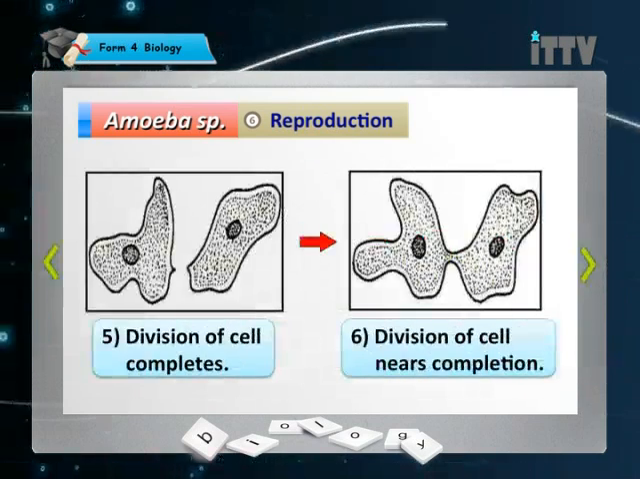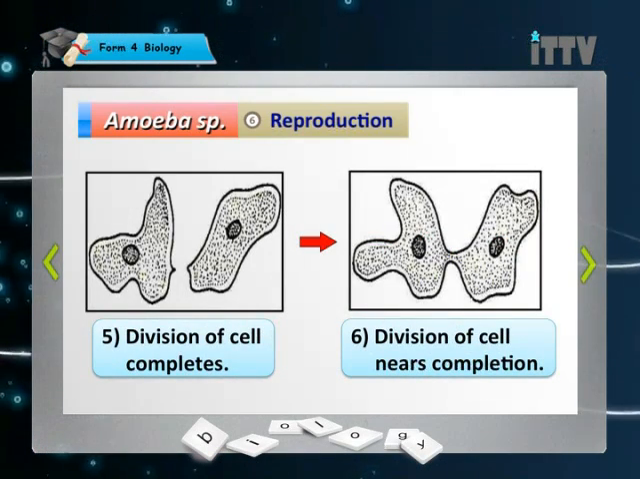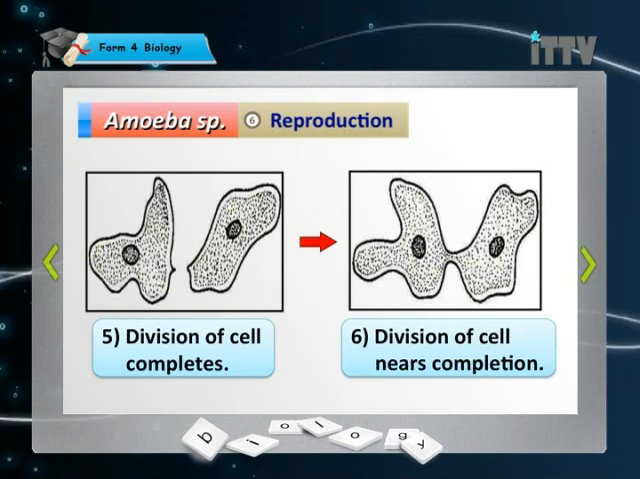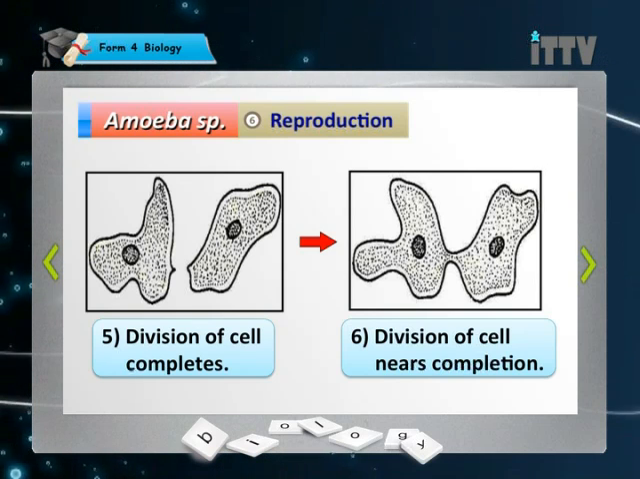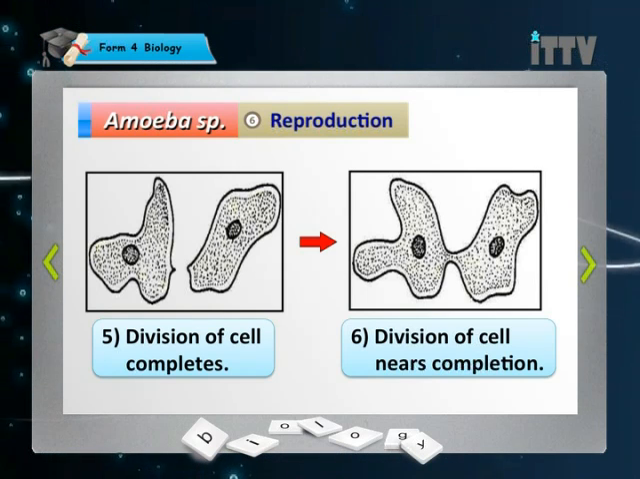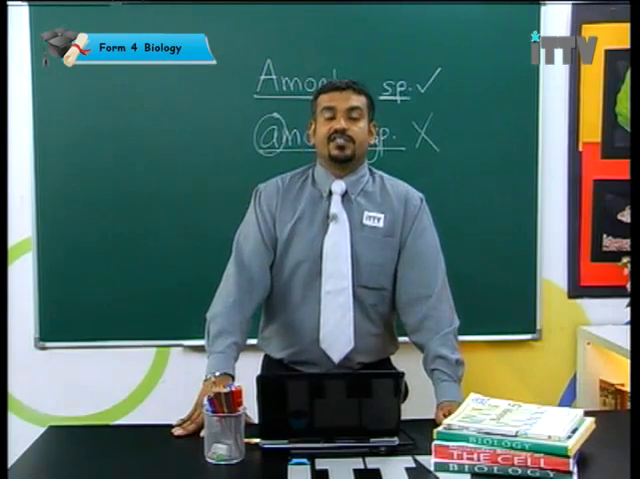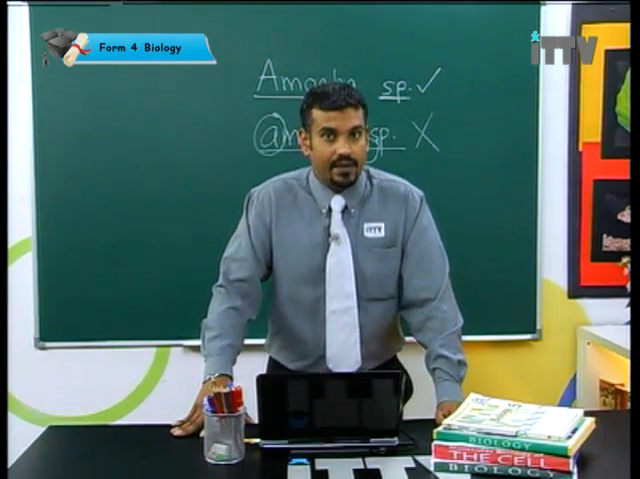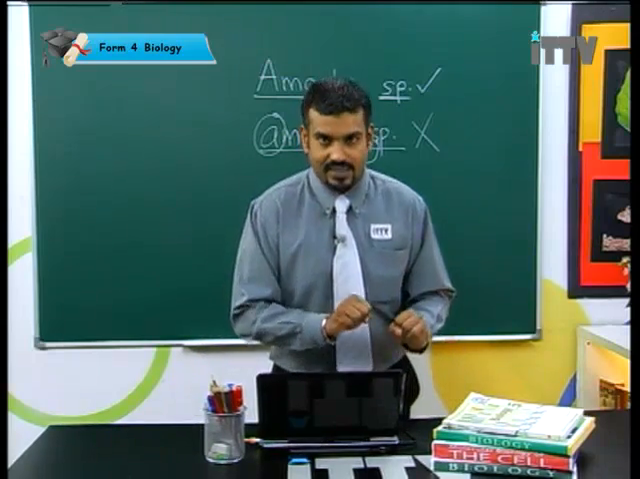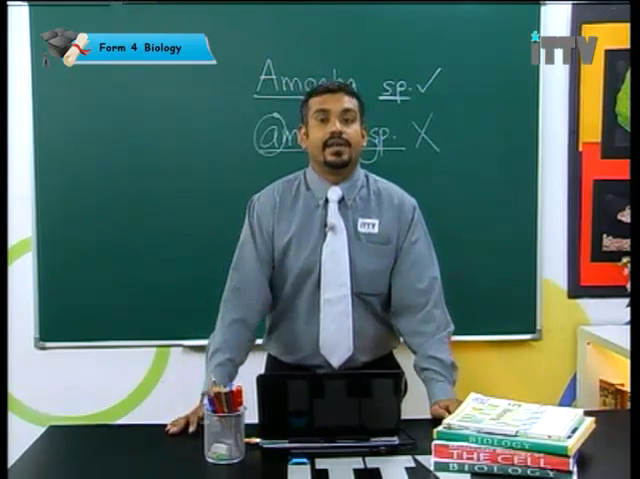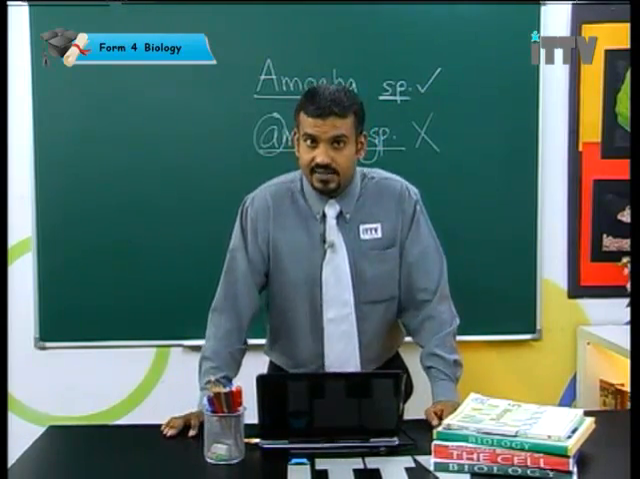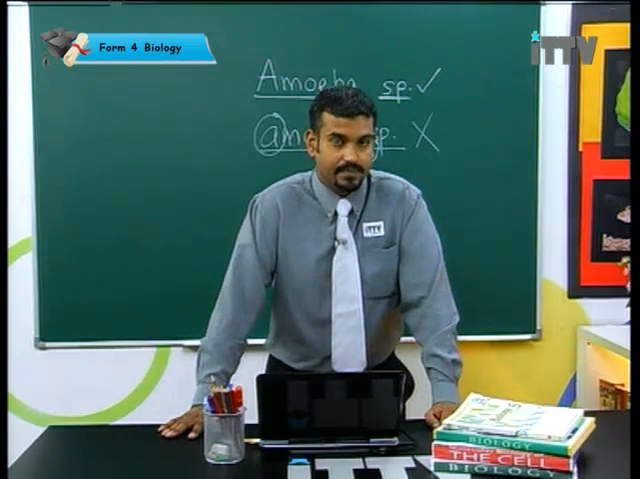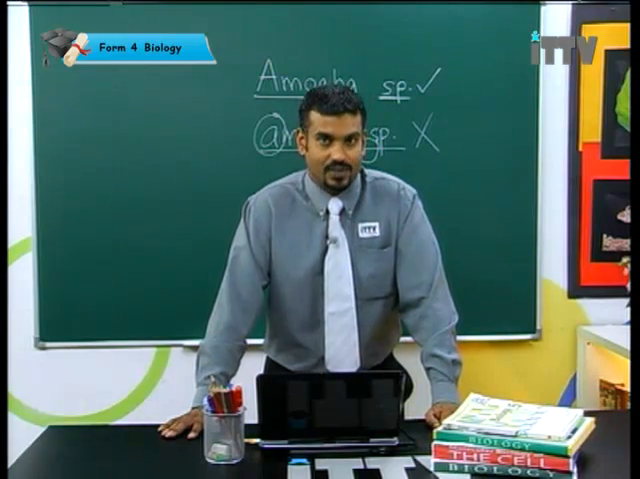Now, the moment the plasma membrane is divided into two and the cytoplasm is separated, we will end up having two individual amoeba. This form of reproduction is known as asexual reproduction. Therefore, there is no variation. Therefore, both the individual daughter cells are identical to the parent. Now, we will see more of this in another chapter called cell division. It's coming up. Just be patient, okay?